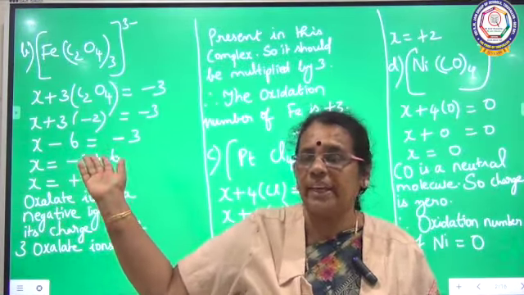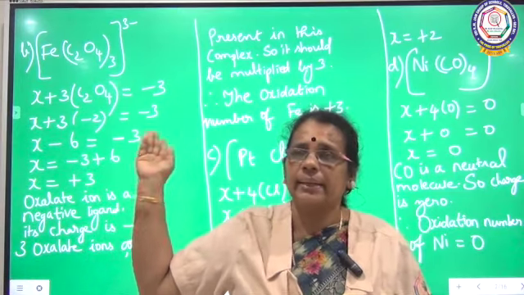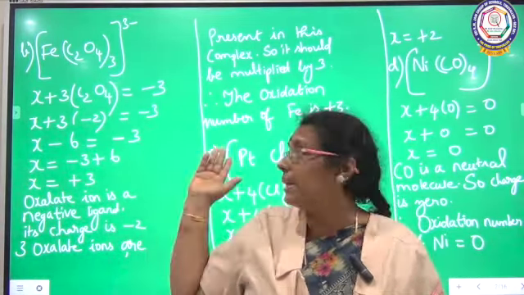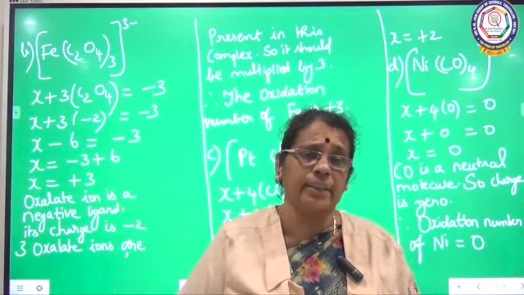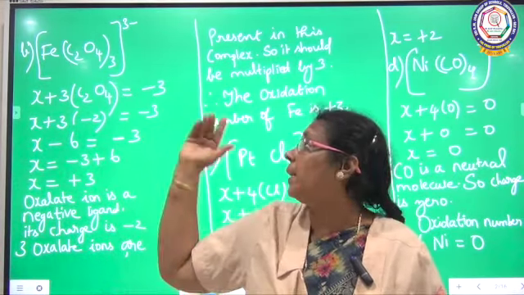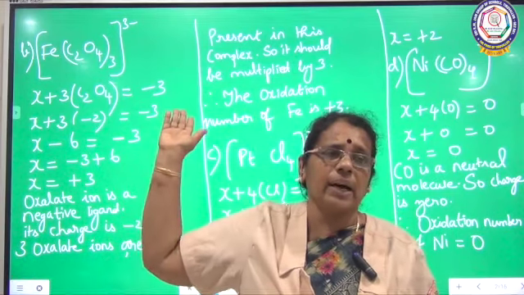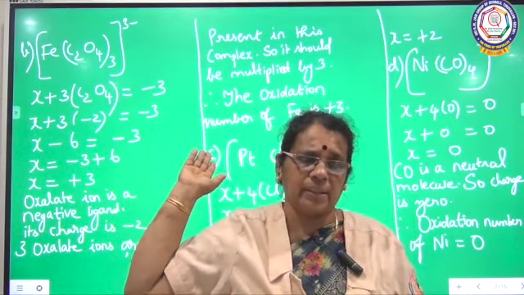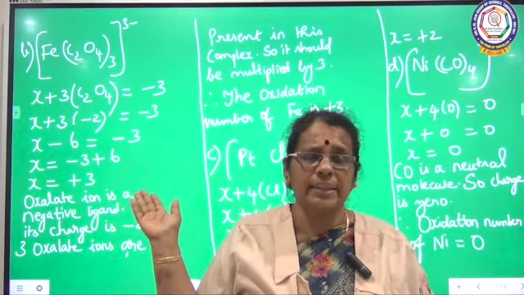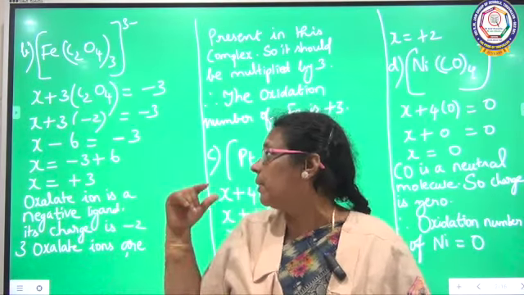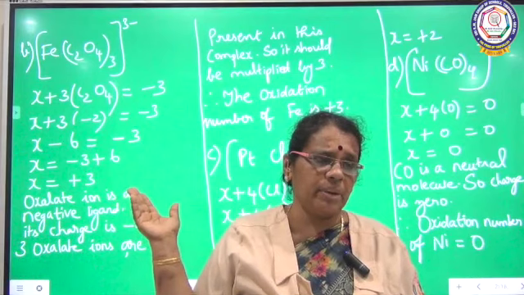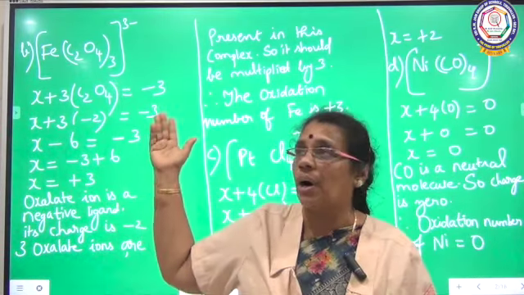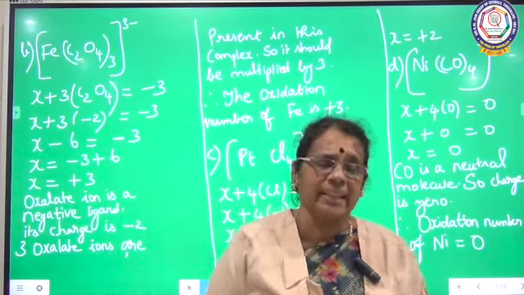Now we are going to see another example, that is trisoxalatoferrate(III) ion. It is an anionic complex because the charge of the complex ion is negative here. So we are going to see the oxidation state of the iron here. As iron is unknown, I am assuming it as X. So X plus 3 into oxalate ion is equal to minus 3.